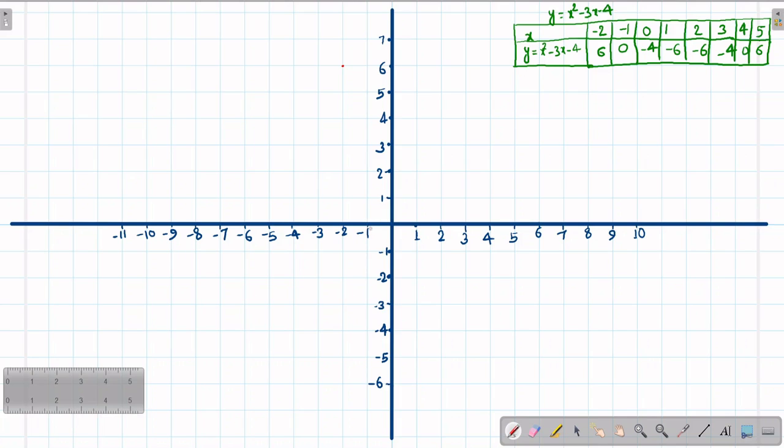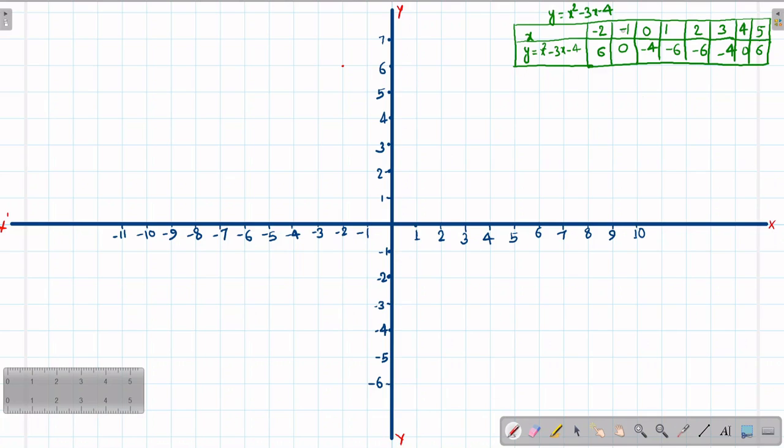And let me first define the axes. This is the x axis, so x dash. This is the y axis. One thing to remember is that on the x axis, y is always 0, and on the y axis x is always 0. Remember this point.